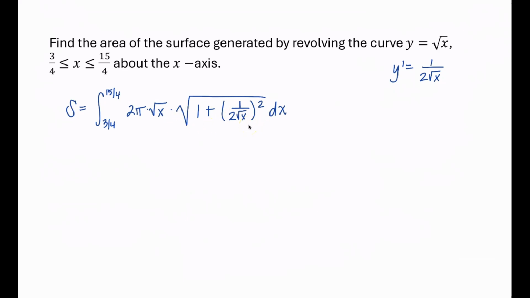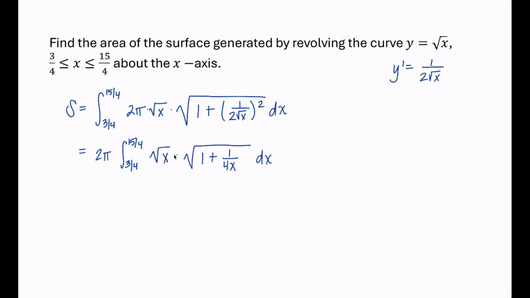Let's try to simplify this and see what integrand we're working with. I'm going to pull the 2 pi out since that's a constant multiple. And then I have the integral from 3/4 to 15/4 of the square root of x, and then times the square root of 1 plus 1 over, so if I take 2 squared, that's 4, and radical x squared is x, so I'm going to have 4x on the bottom. And then I forgot dx.